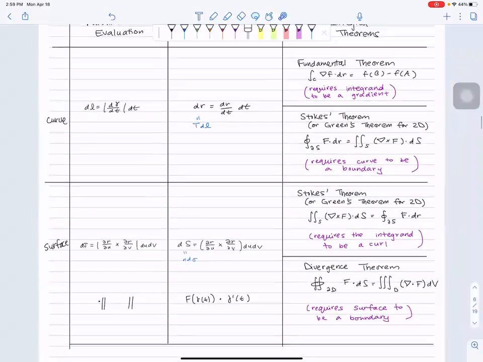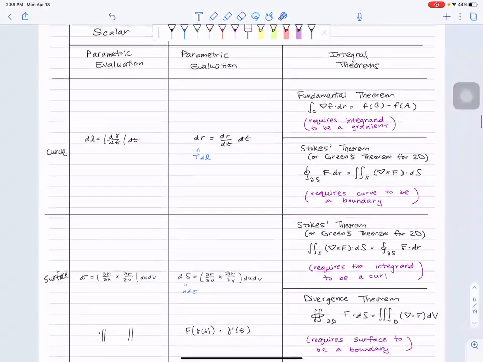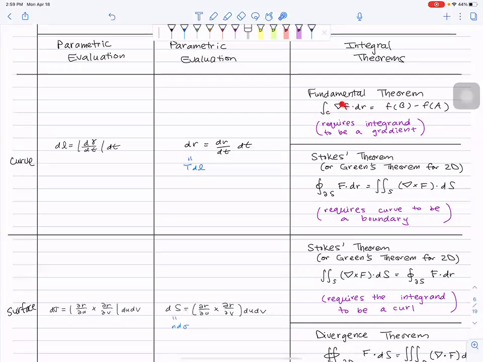And if you're dealing with a curve, the appropriate theorems are the fundamental theorem, which we learned a couple of weeks ago, where if your integrand is a gradient, then you can do f of your endpoint minus f of your beginning point. Then you have Stokes' theorem, or Green's theorem for 2D, where you're asked to find this left side. So you're asked to find the integral over this boundary, but that's too hard. So instead, we can do this right side. I want to compute the right side.